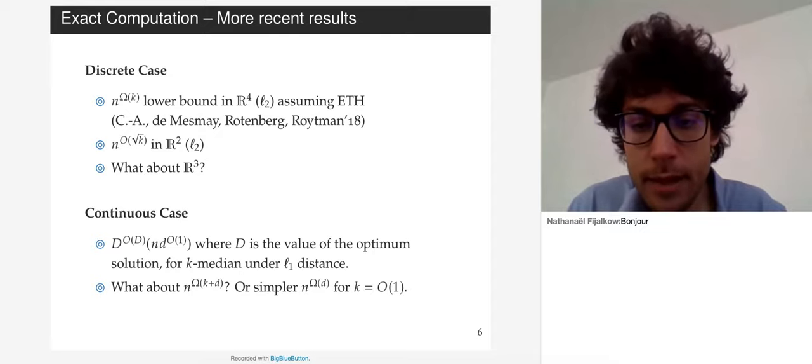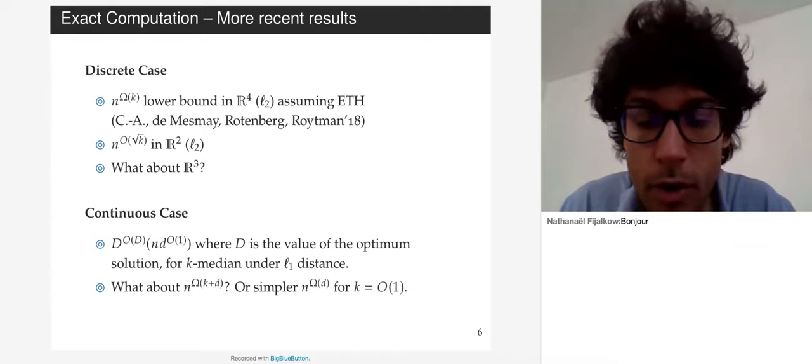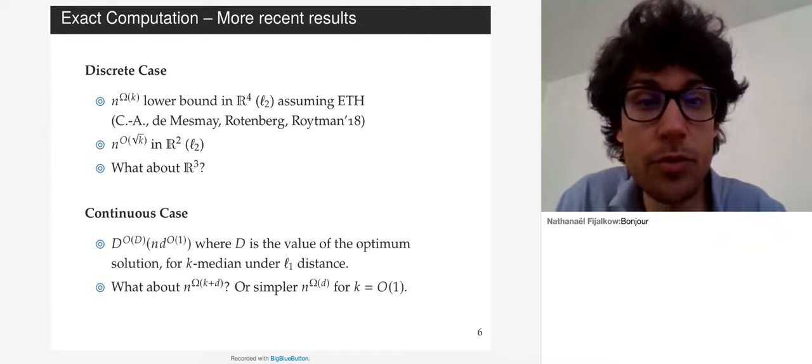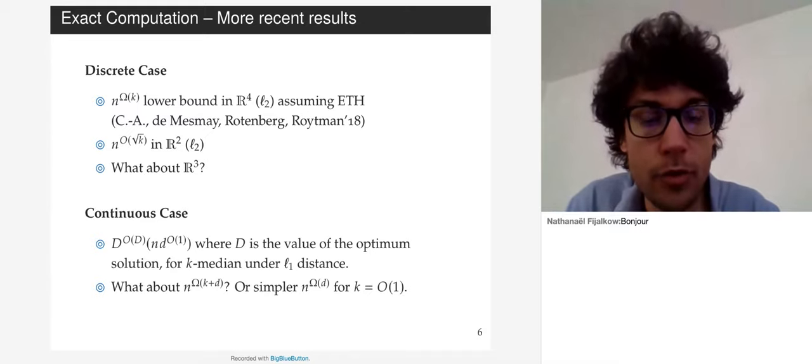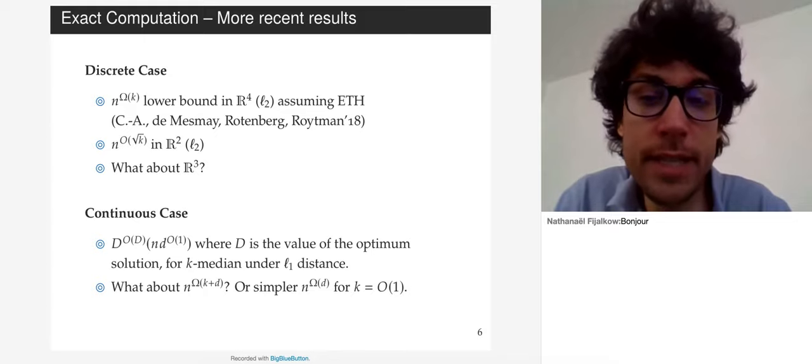Okay. So, a small question first. Can you recall what n and d are? Yeah, n is the number of points I give you, the number of points you want to cluster. And when I talk about the discrete case, n is also going to be the number of candidate centers.